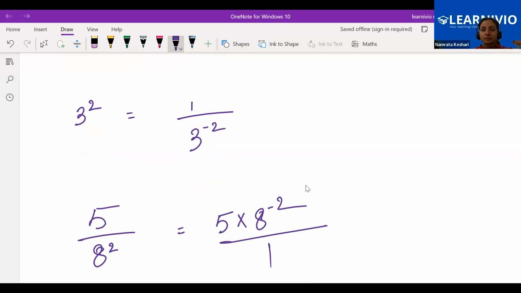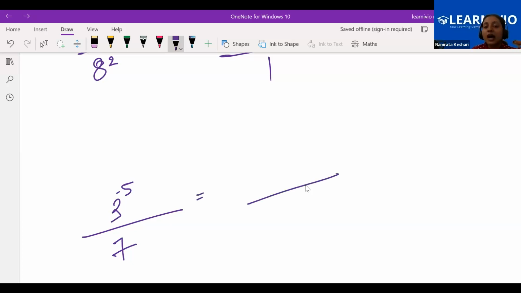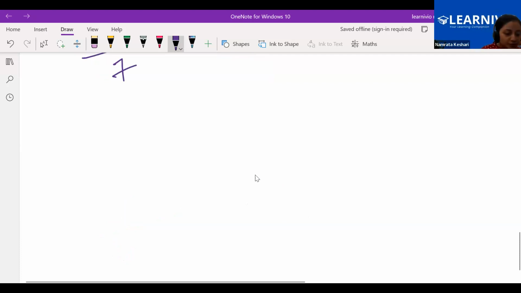Okay. When we are having, let's say, 3 to the power minus 5 over 7, if you want to write this 3 to the power minus 5 in the denominator's part, yes, you are allowed. But you have to be careful that the power will reverse its sign. That's it. Any confusion? No, ma'am. Let's continue with a few more.